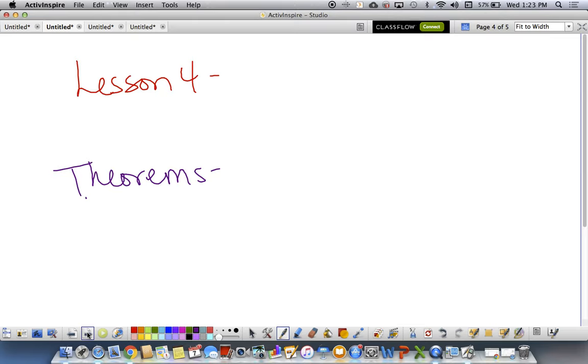We've talked about postulates. Does anybody remember what a postulate is? What does it mean? Okay, it's a statement that we accept as true. No proof needed for a postulate at all. Theorems are different. A theorem must be proved. So let's read that little hint. Unlike postulates, theorems must be proved to be accepted as true. So theorems must be proved.